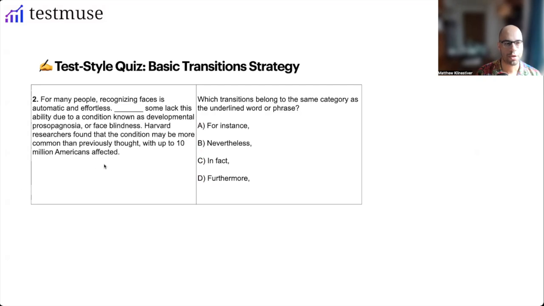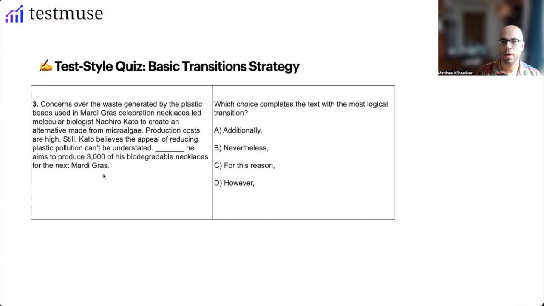Let's move to our next question. Feel free to pause here if you would like before I solve. Okay, I'm going to read the question. Concerns over the waste generated by the plastic beads used in Mardi Gras celebration necklaces led molecular biologist Naohiro Kato to create an alternative made from microalgae. Production costs are high. Still, Kato believes the appeal of reducing plastic pollution can't be understated. He aims to produce 3,000 of his biodegradable necklaces for the next Mardi Gras.